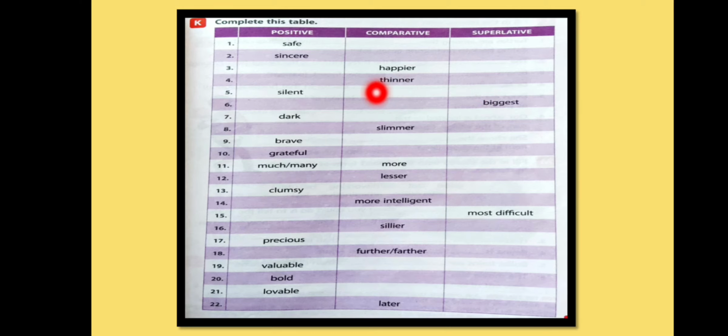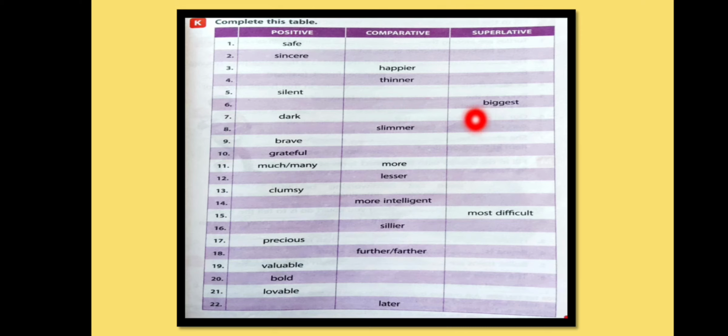Next is silent. Silent is again not a single syllable word. It's not a monosyllable word. It will be more silent and most silent. Next is biggest. Only the superlative degree is given, biggest, and you can see that double G is used. So here in comparative form also that double G should be there. It will be bigger, right? Bigger, and in positive there should be only single G. So the consonant sound is doubled here. Based on that rule it is written.